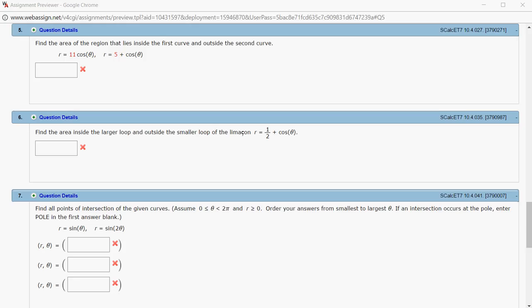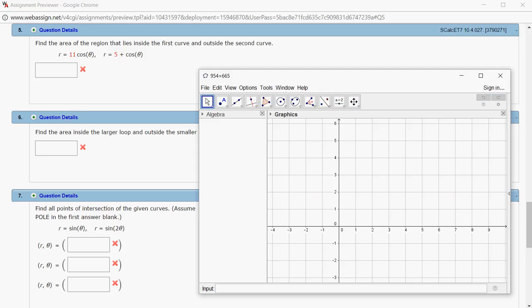Alright, let's look at homework 10.4, problem number 5. We want to find the area of the region that lies inside the first curve but outside of the second curve. Let's do that. First, I'm going to try to draw this picture using GeoGebra.